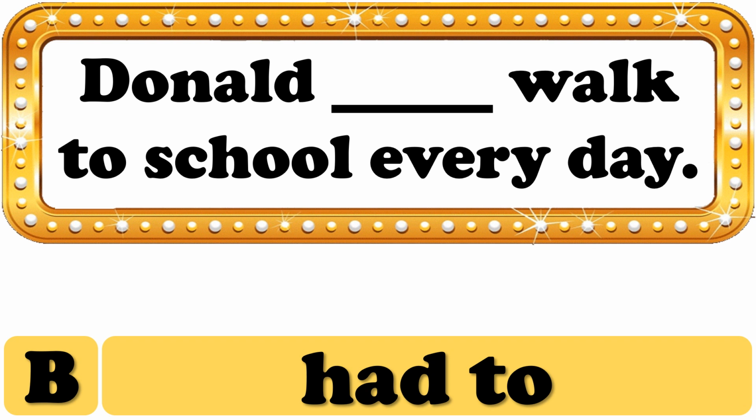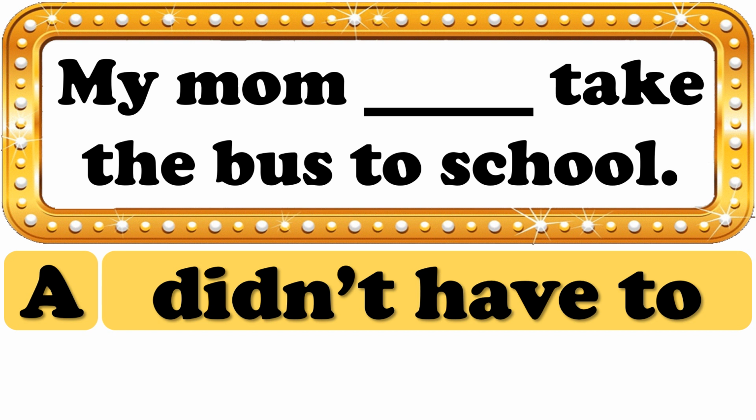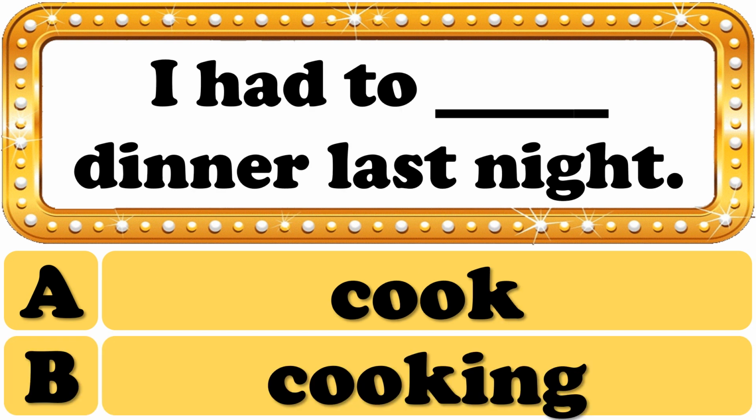All right, let's try the next one. So this is about my mom when she was younger. Which one should we use, A or B, to finish this sentence? Think about the rule. The answer is A. In the negative, we don't use had to, we use have to. So say the answer after me. My mom didn't have to take the bus to school. She could just walk.